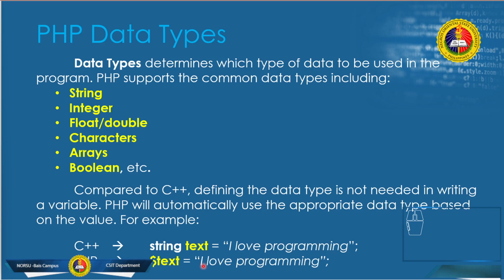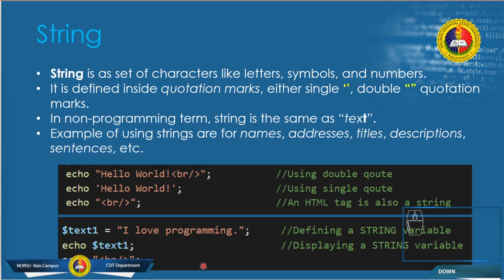So let's start with the first data type, that's going to be string. Again, you should already have basic knowledge of this. What we're going to do now is learn how these data types are written using PHP. Let's start with the string. A string is a set of characters like letters, symbols, and numbers. It is defined inside quotation marks, either single or double quotation marks.